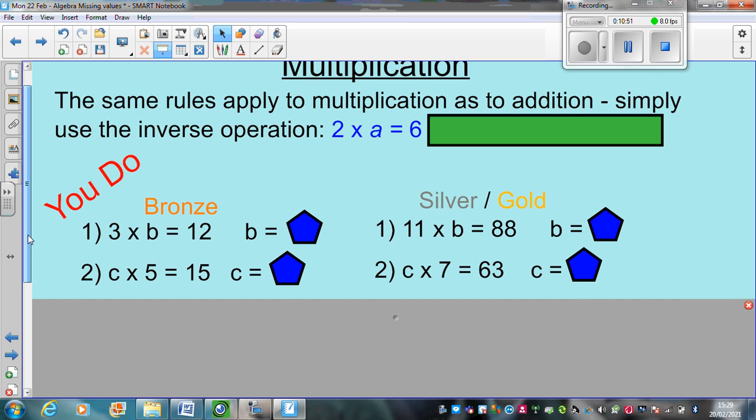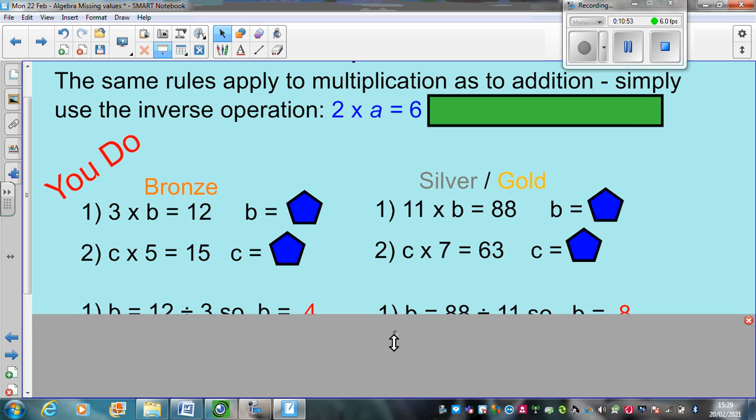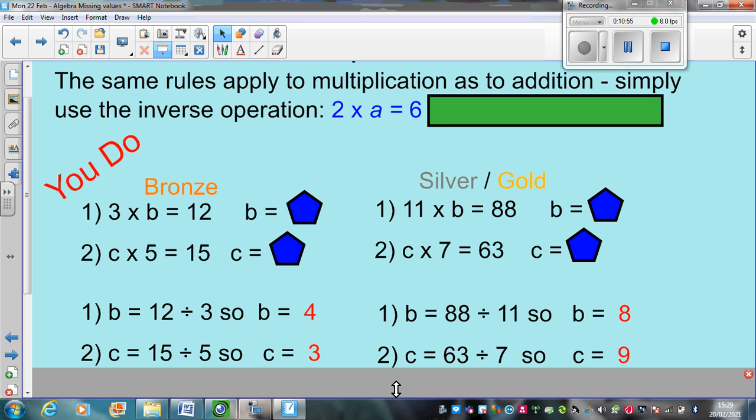Okay. Here are the answers. Question 1. B is equal to 12 divided by 3. So B must be 4. Question 2 in bronze. C is equal to 15 divided by 5. So C is 3. And we go back and check it, look. 3 times 5 equals 15.